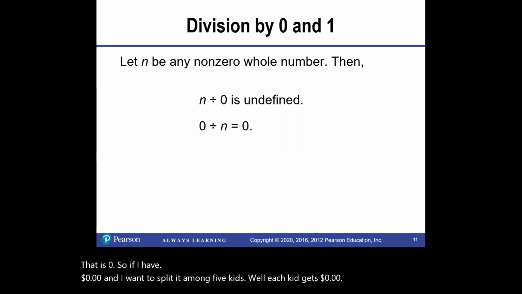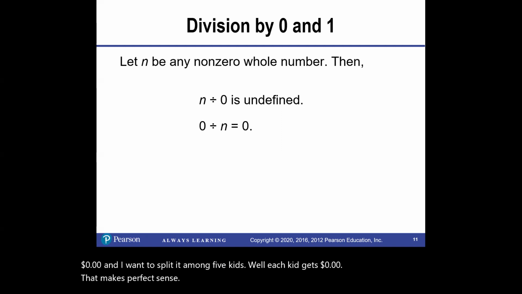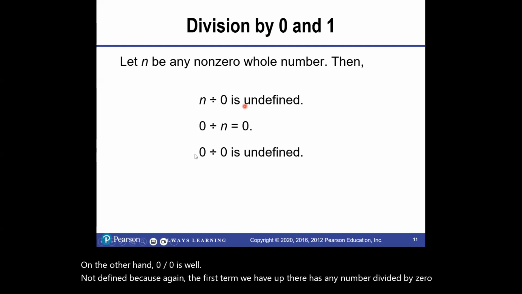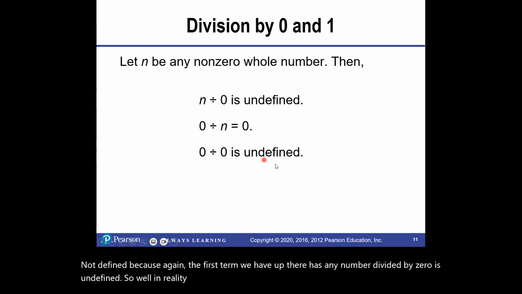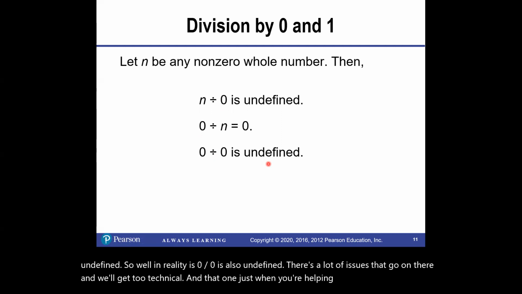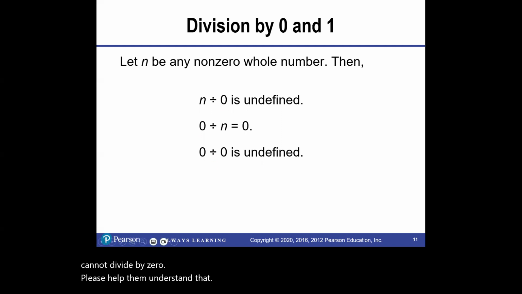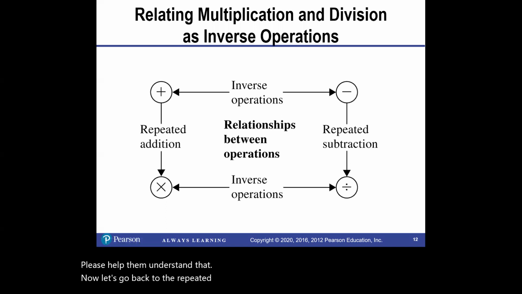That makes perfect sense. On the other hand, 0 divided by 0 is not defined, because again, the first term we have up there says any number divided by 0 is undefined. So in reality, 0 divided by 0 is also undefined. There's a lot of issues that go on there. I won't get too technical on that one. Just when you're helping students, the big point is you cannot divide by 0. Please help them understand that. Now let's go back to the repeated subtraction method I kind of introduced.